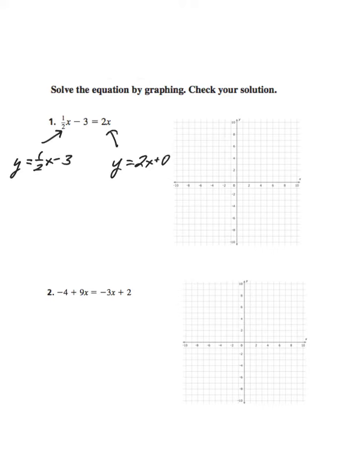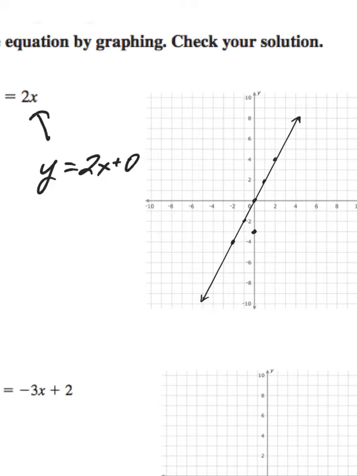Okay, so what we're going to do to solve this is just see where they cross and take the x value of that place where they cross. So go ahead and take a moment. If you're listening to this, pause it and graph those two lines. Let me turn on the microphone so that people can see me graph. So again, we graph y equals 2x plus 0. 0 is the y-intercept, and then we go up 2 over 1.